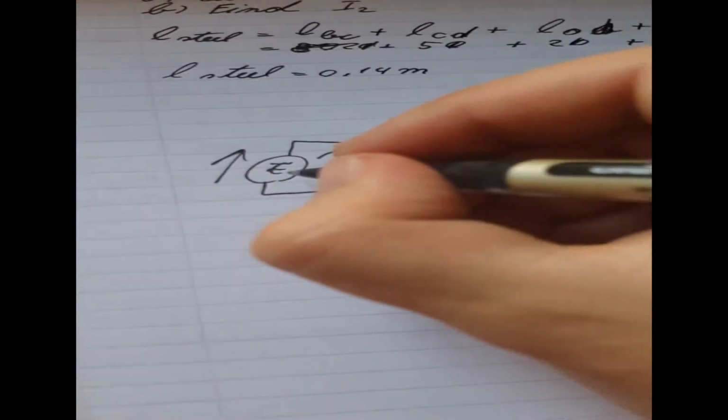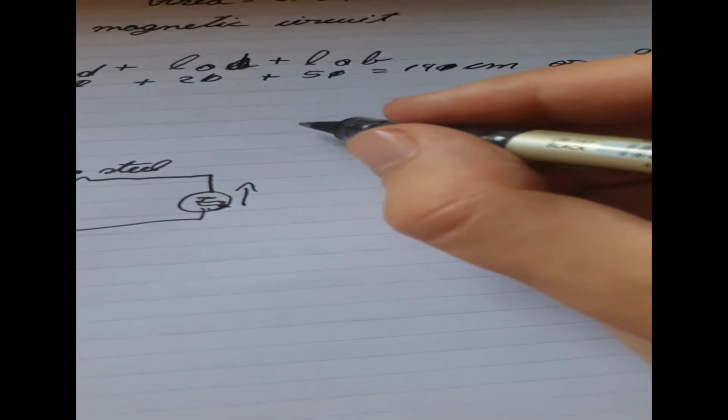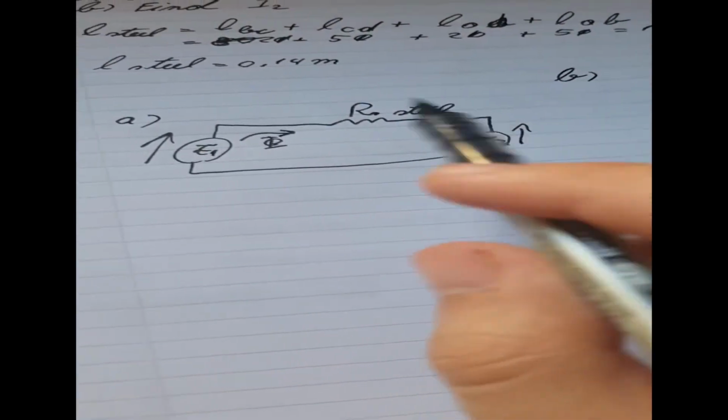So that will be 1 and this one will be 2. It's not very nice looking, but yeah, it should do. It should be fine. Anyway, now that we have a vague idea how it should look, let's start calculating it.